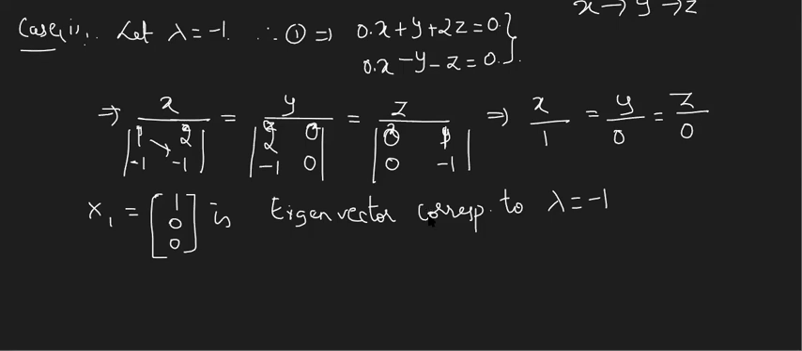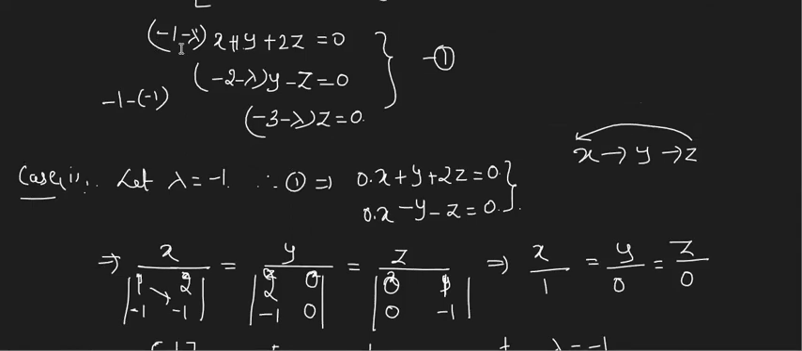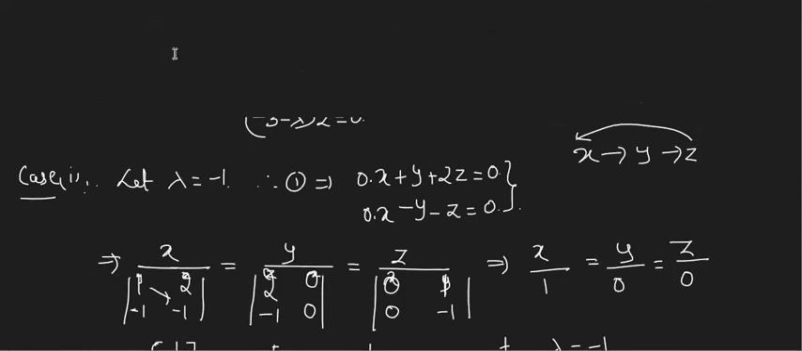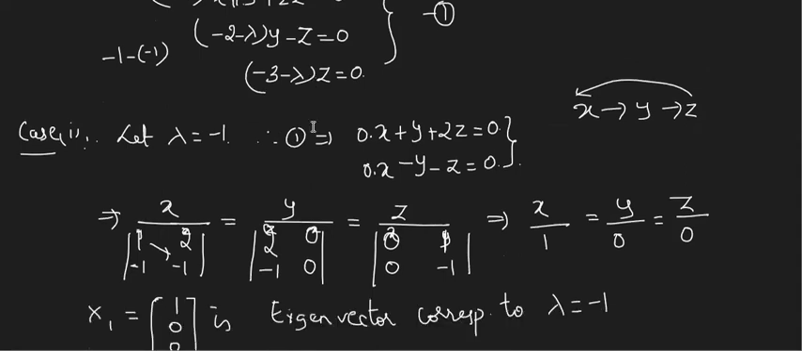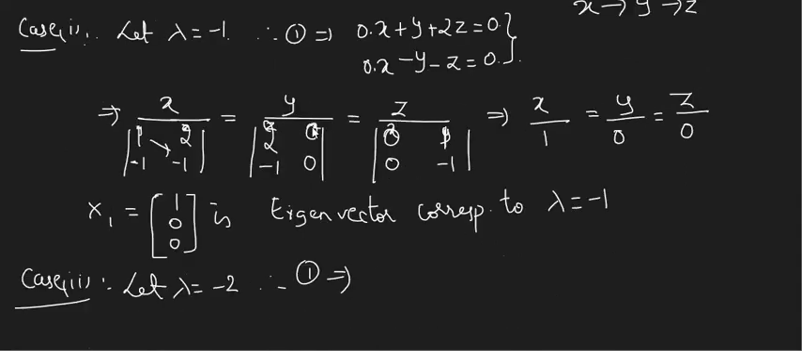Okay. Take the second case. What is the value of lambda? -2. Okay, so what happens to the set of equation 1? Just see, if lambda is -2, what is my equation? -1 minus of -2 is 1. So it is 1x plus y plus 2z. Correct?